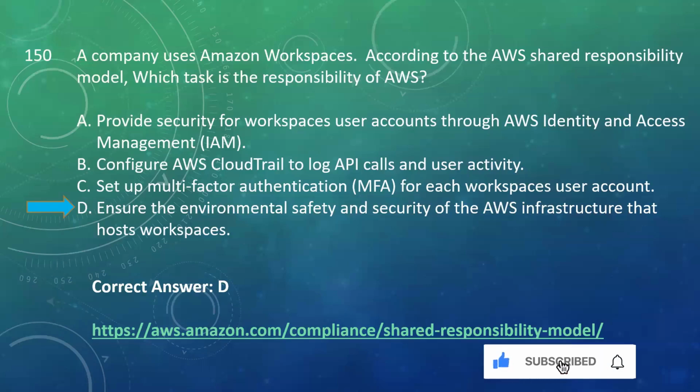Provide security for WorkSpaces user accounts through AWS IAM. So you do have access to play around with IAM. That means you should be able to do it, which means it is your responsibility. Configure AWS CloudTrail to log API calls and user requests. Again, you have access to configure CloudTrail events, so this is your responsibility. And the third option, set up MFA for each WorkSpaces user account. Yes, customers do have access to set up MFA. Again, this lies under your responsibility.